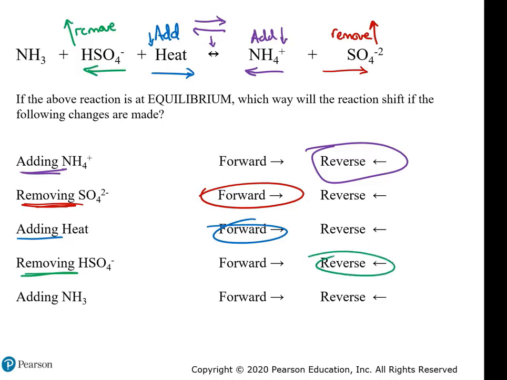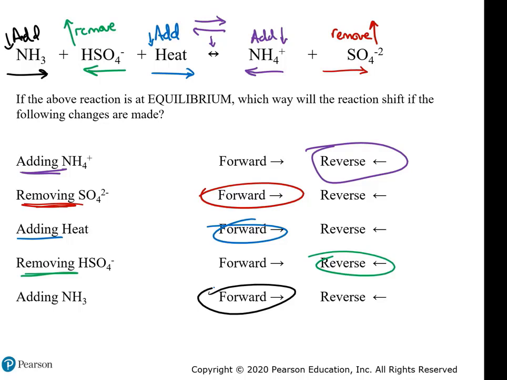And then the last one. What if I add NH3? So if I add it, the reaction shifts away. So that's going to cause the forward reaction to occur. And the goal is, it doesn't cause it all to occur, it just brings it back to equilibrium.